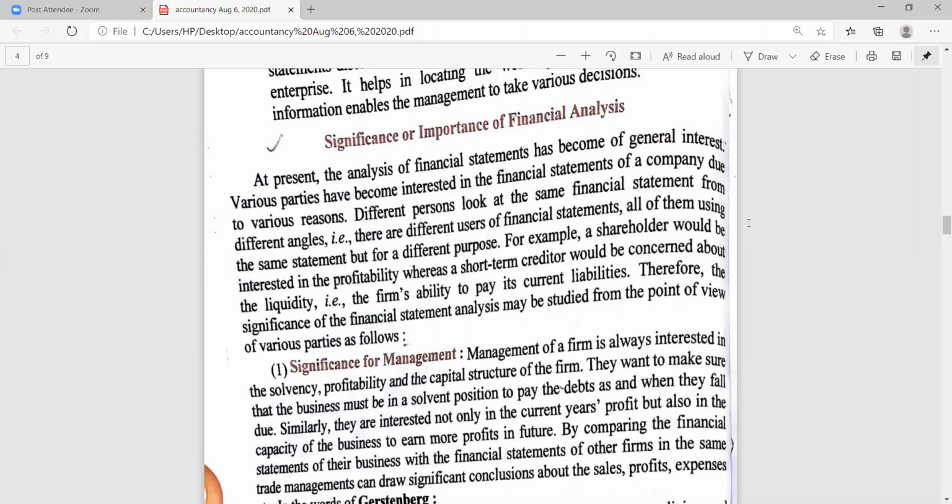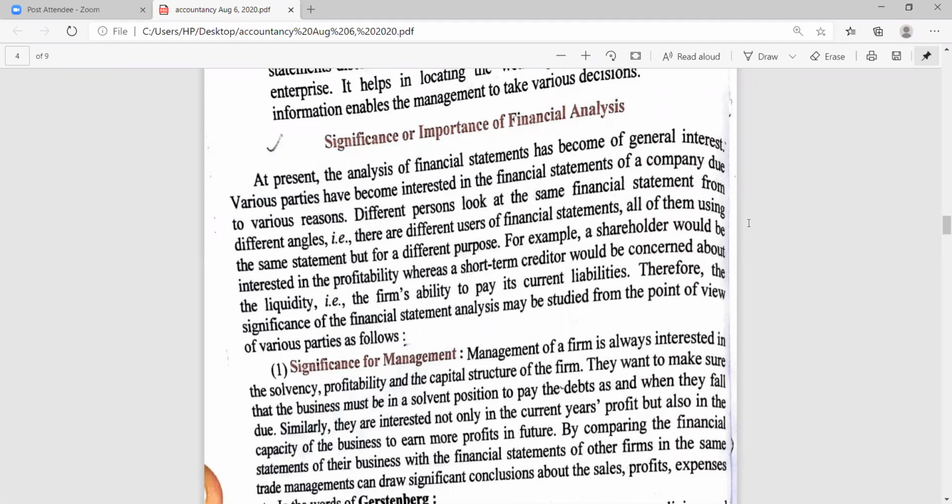At present, the financial statement has become a matter of general interest. Various parties have become interested in the financial statements of a company for various reasons. Different persons look at the same financial position from various angles. From the point of view of a supplier, you see the information in a different way. But if you are a creditor of the business, your way is something else. If you are a banking company or a government, then you look at the financial statement in your own way.